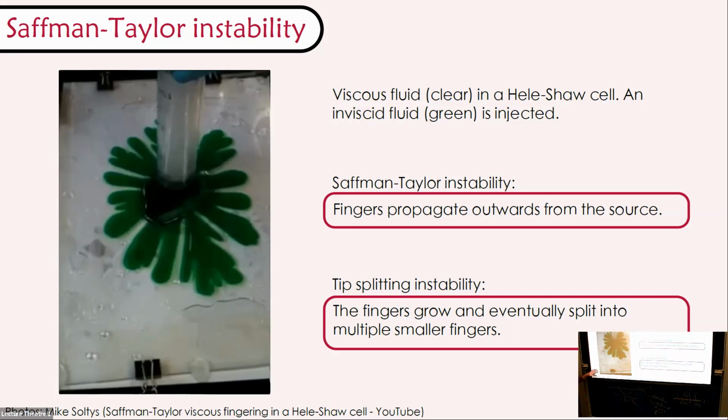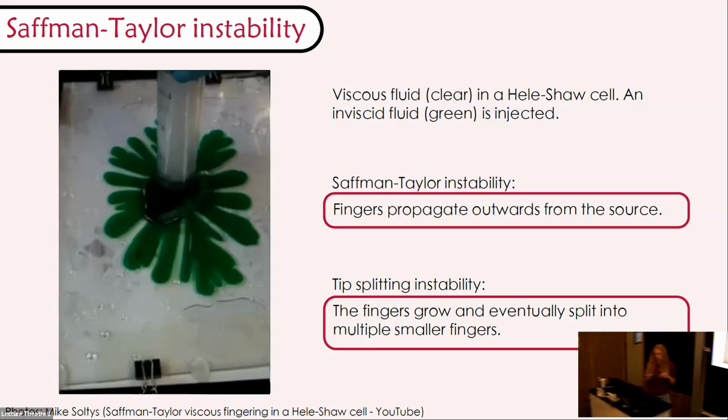The idea here is, we've got a picture where we're looking at a top-down view of a Hele-Shaw cell. So we've got two planes of glass with a very narrow gap between them, filled with a viscous fluid. That's that clear color you can see. And then there's a syringe which is being used to inject a less viscous fluid, the green color, into the fluid.